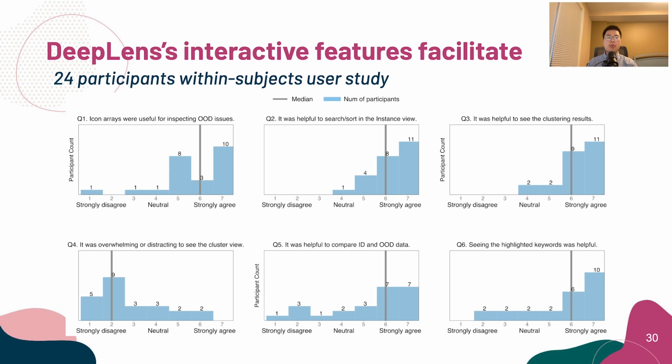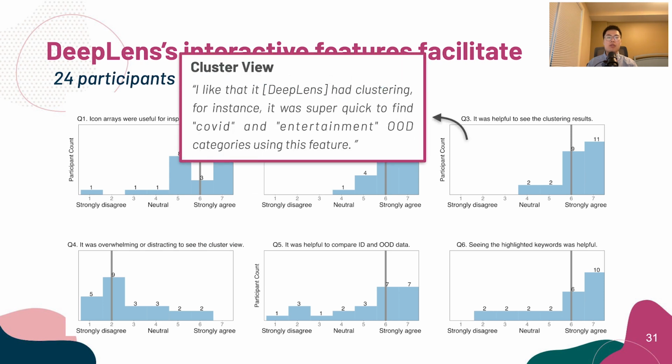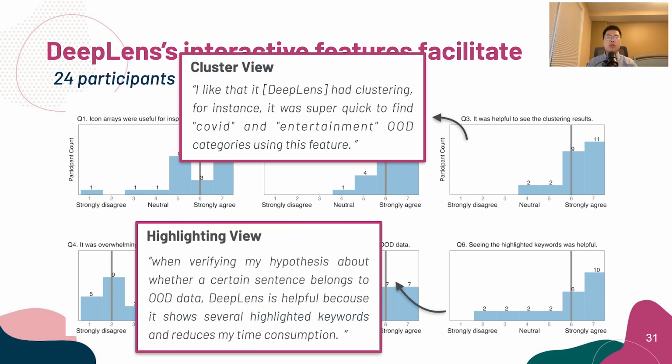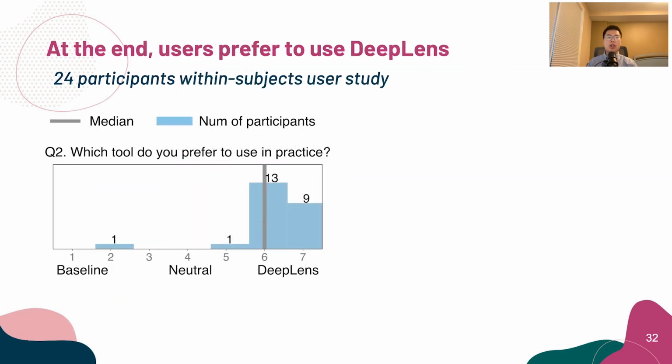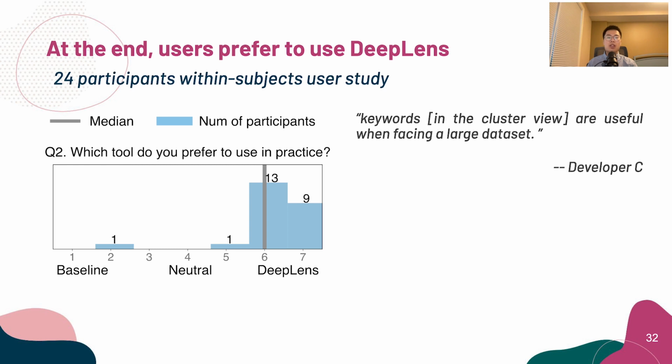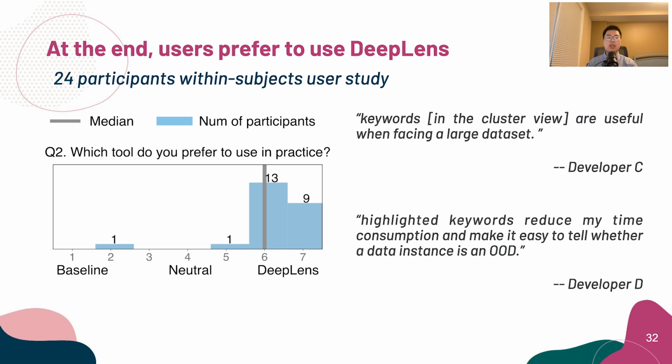In the post-task survey, participants specifically highlighted the contribution of the cluster view and salient words visualization. One participant mentioned that the clustering helped them quickly find 2 different topics. Another participant commented that when verifying their hypothesis about whether a certain instance is OOD, highlighted keywords reduce the time consumption. Finally, 22 out of 24 participants strongly prefer DeepLens over the baseline, and they specifically mention the keywords in the cluster view are the key reasons that they would go with DeepLens.